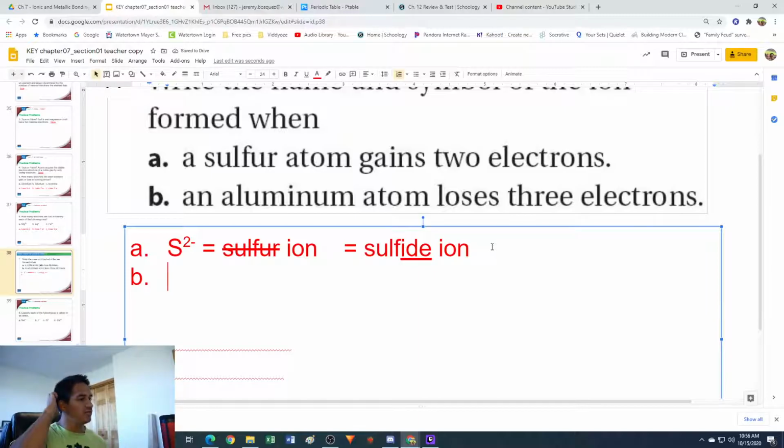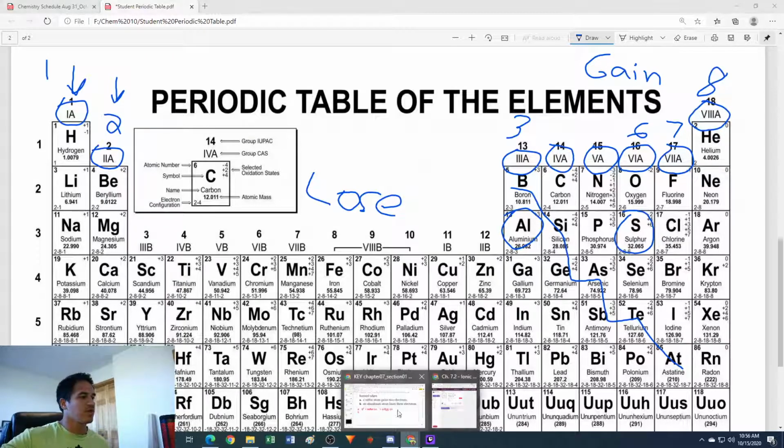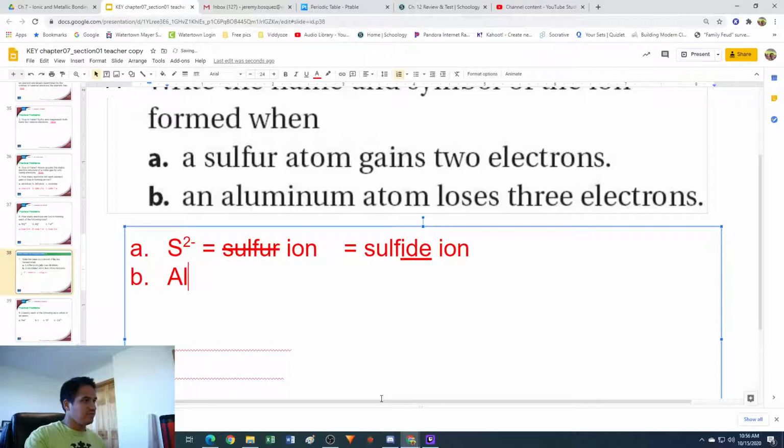All right, letter B. An aluminum atom loses 3 electrons. So let's go find the symbol for aluminum. Okay, aluminum is right here, Al. So the symbol is Al. It's losing electrons. So if we're gaining electrons, we're negative. If we're losing electrons, we become positive. Okay? And it is losing 3 electrons. So it's going to become positive by a factor of 3.